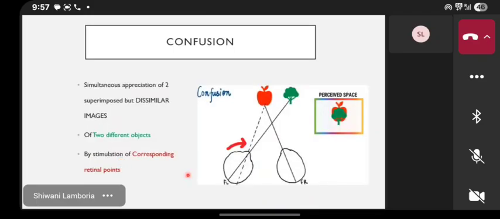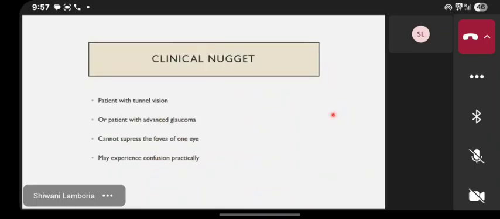So confusion is simultaneous appreciation of two superimposed but dissimilar images. For example, this image is falling on this fovea, and this image is falling on the fovea of this eye. These are the corresponding points, so we will see both the objects in a single space. And in patients with tunnel vision, or advanced glaucoma, the peripheral vision is lost, so they cannot suppress the fovea of one eye. So they experience confusion practically, because they have a constricted field of vision, so they have no choice other than to project to the fovea or the central area of the retina.